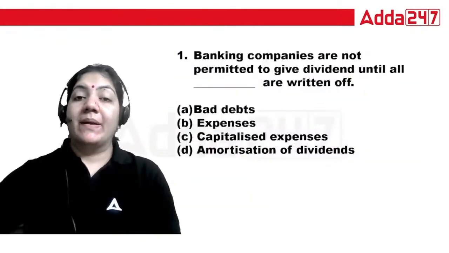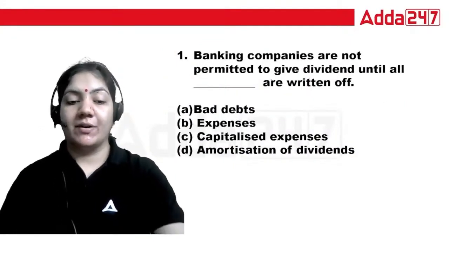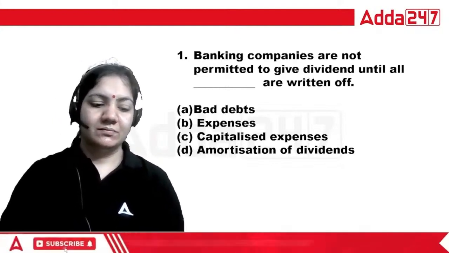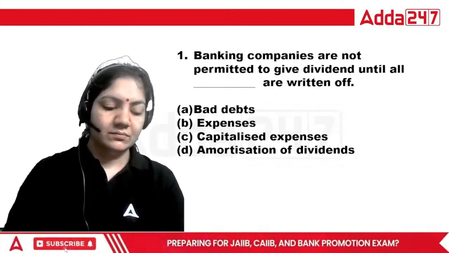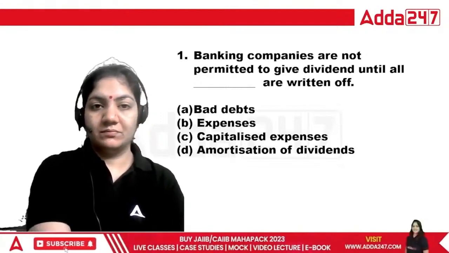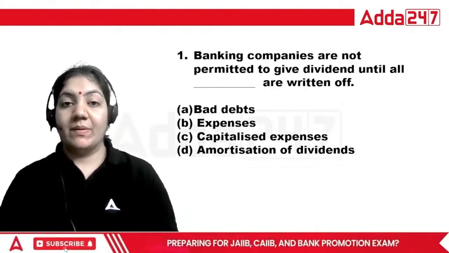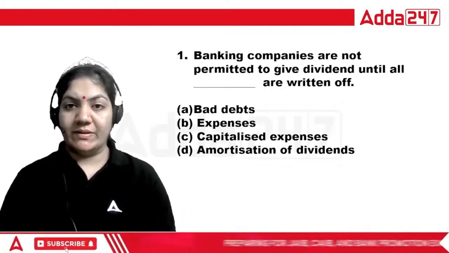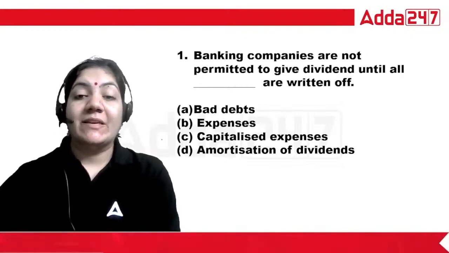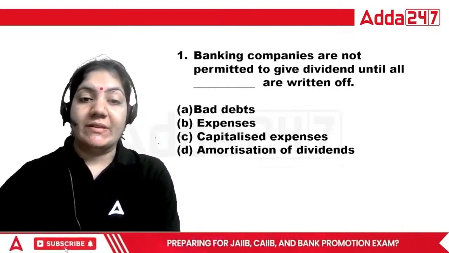Next, banking companies are not permitted to give dividend until all capitalized expenses are written off. Right now we have just done this. What is the right answer? Banking companies are not permitted to give dividend until all the capitalized expenses are written off. So for the first one, C is the right answer.